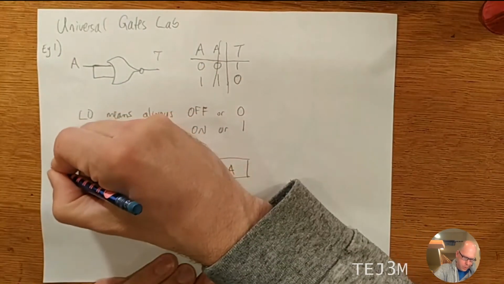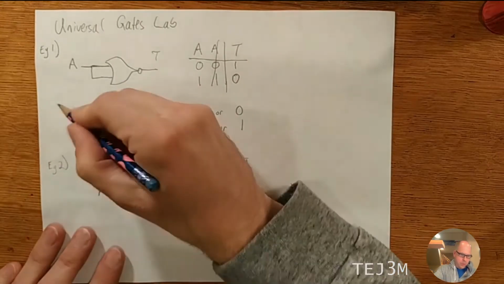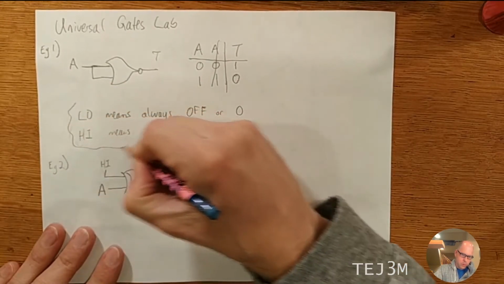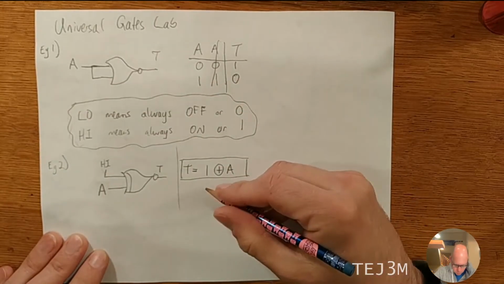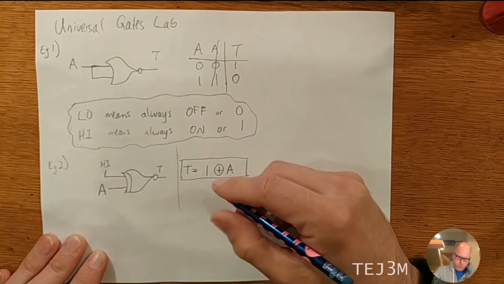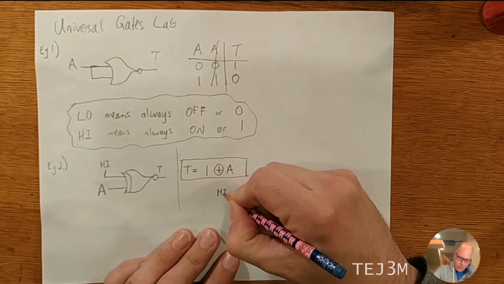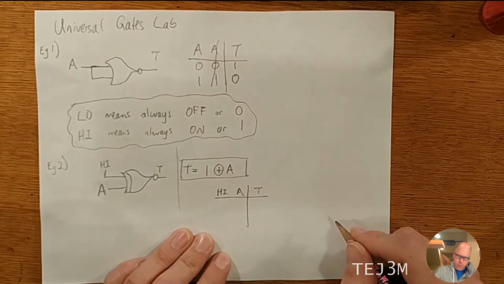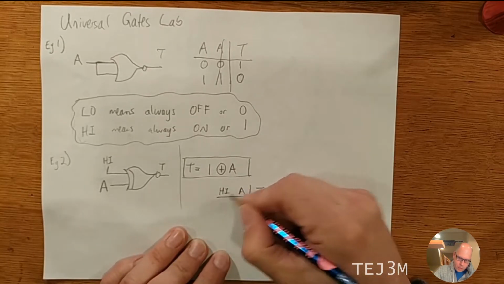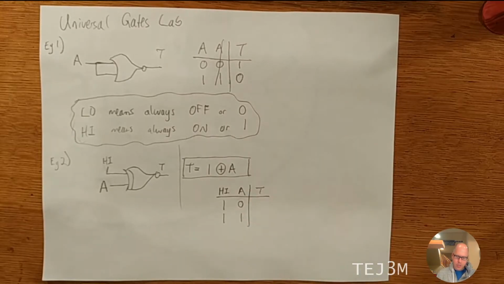EG1, EG2. Okay, so example 2, we're doing the truth table. The first input is always high. We just put high there, that's fine. And then A is our second input, and T is our output. High is always going to be 1, and A can be either 0 or 1. Those are the only possible combinations of inputs.